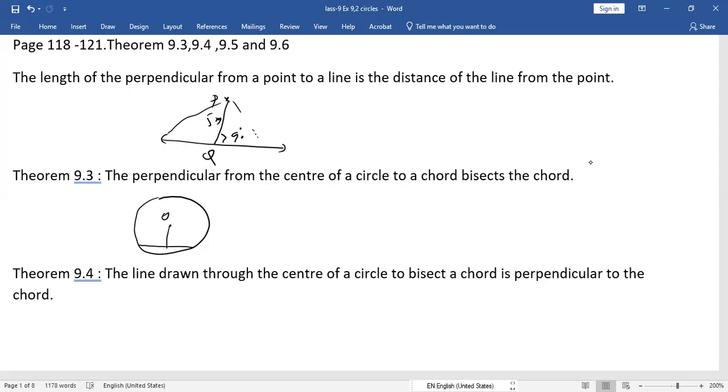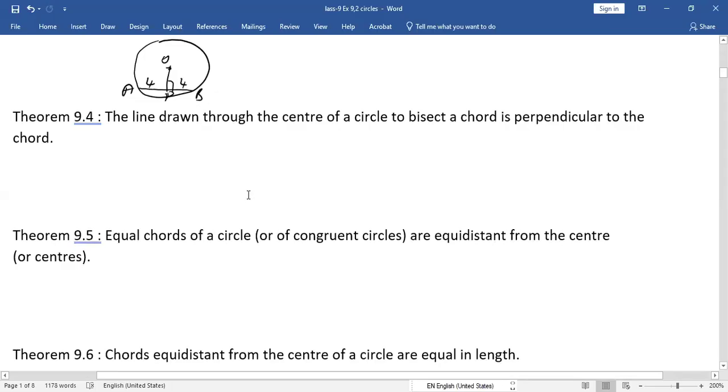If you are drawing perpendicular, 90 degrees, it will bisect AB. Suppose AB is 8 centimeter. So 4 and 4, bisect, we cut into equal parts. OP is the perpendicular. If you are drawing the perpendicular from center to the chord, many chords are there, so it will be half and half. Bisect the chord. Okay.